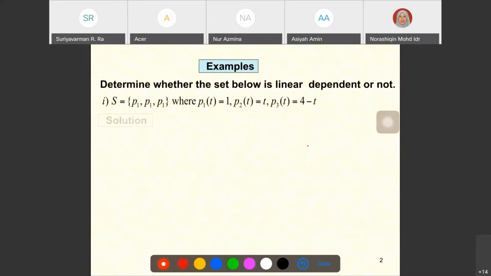Okay, do this. Independent or not independent? Okay, I made a mistake here. This is P1, P2, P3. S is P1, P2, P3. Check whether S is linearly independent or not.